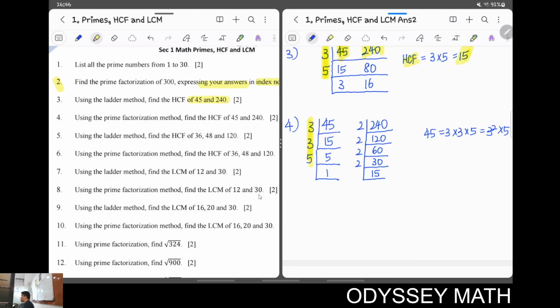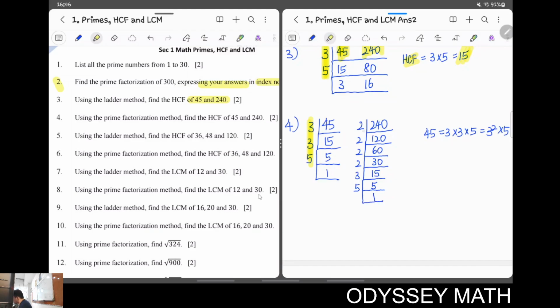Now, can 15 be divided nicely by 2? No. Now, can 15 be divided nicely by 3? Yes. So 15 divided by 3 is 5. And then can 5 be divided nicely by either 2 or 3? No. Can 5 be divided nicely by 5? Yes. So 5 divided by 5 is 1.